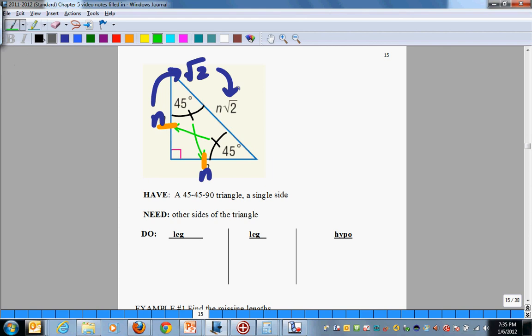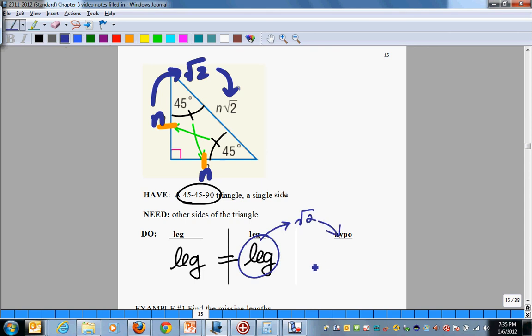So we want to write this out. When you have a 45, 45, 90 triangle, the legs are equal. So we write leg equal leg. The hypo is going to be whatever either leg is, which will be the same, and we're going to times by root 2. That is the hypo. So the hypo equals whatever the leg is times root 2.